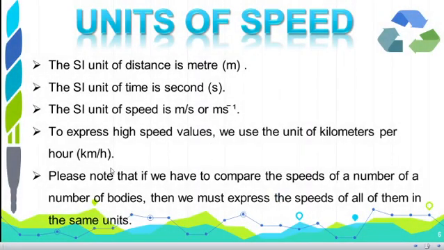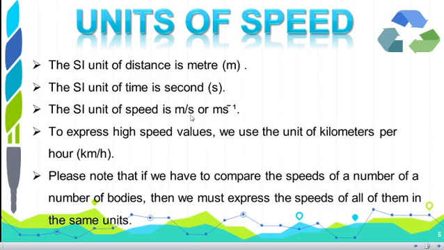Units of speed, it is very important. So many one-mark questions will come from this topic. Kindly watch. The SI unit of distance is meter. Already we know that. The SI unit of time is second. The SI unit of speed is meter per second, or meter second power minus 1. So there are two ways we write it: meter per second or meter second power minus 1.